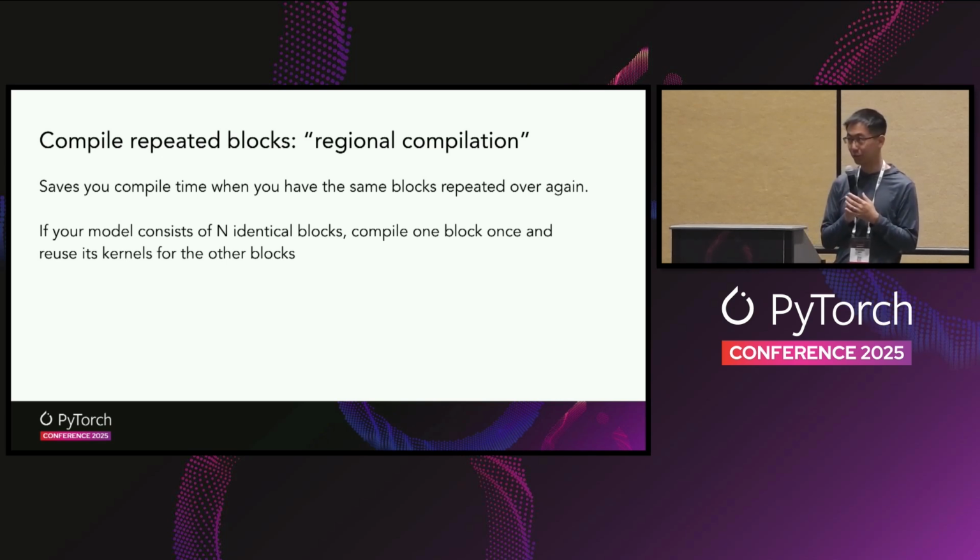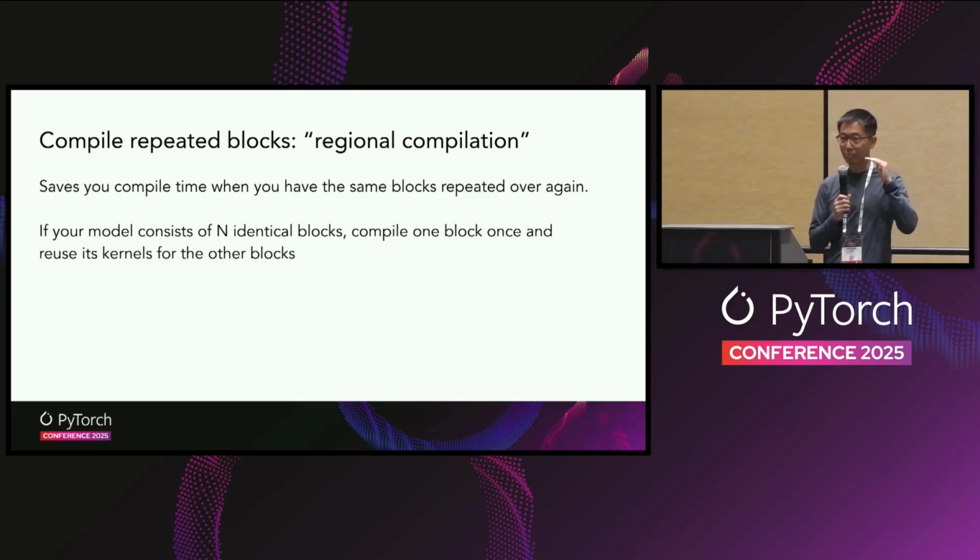We call it regional compilation. It's basically compiling repeated blocks separately. Let's imagine you have a single model. It has the same block repeated over and over again, modulo the parameters maybe being different. Instead of compiling all of these blocks together into one graph, you should compile the blocks separately. And this lets us compile every block once. So let's say you have n blocks, you compile the first block once, and then reuse it n minus 1 times.